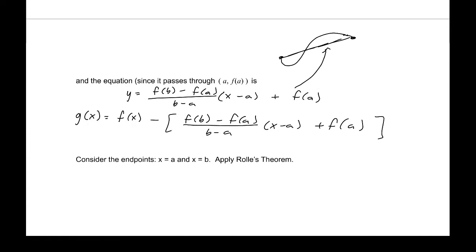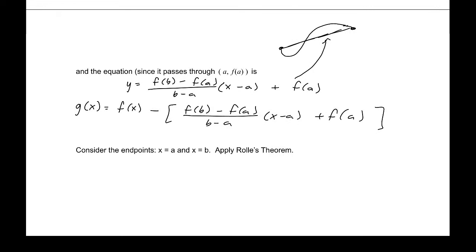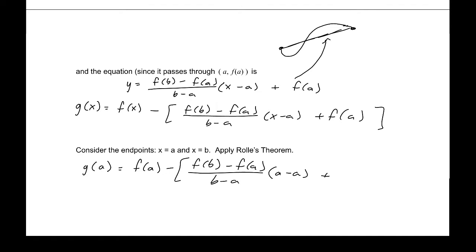Now, let's consider the two endpoints. Because f of x is a continuous differentiable function on that interval, we can eventually apply Rolle's theorem. g of a would be f of a minus f of b minus f of a over b minus a times a minus a, plus f of a. Hopefully you notice this is going to be 0, and then f of a minus f of a is also 0. So g of a equals 0.